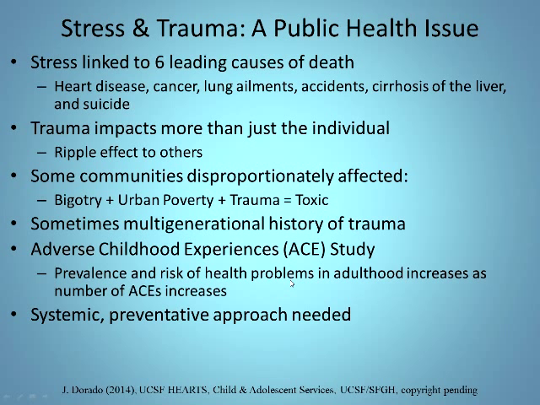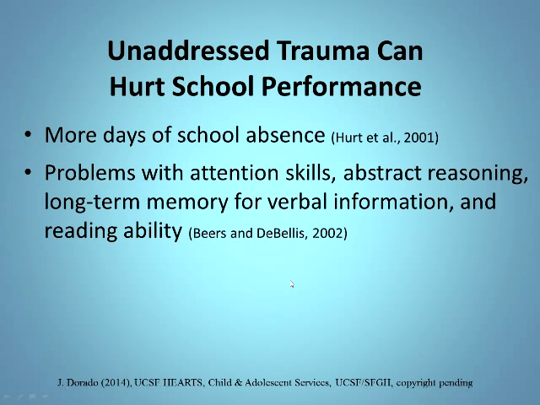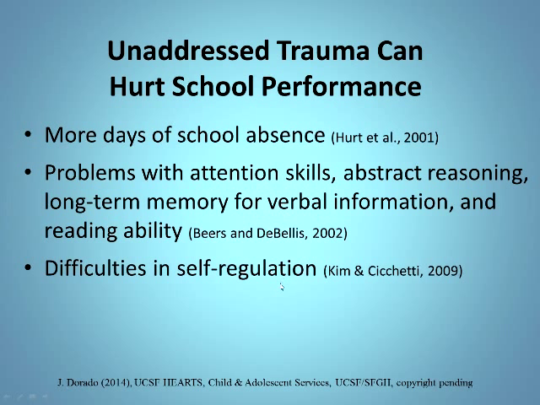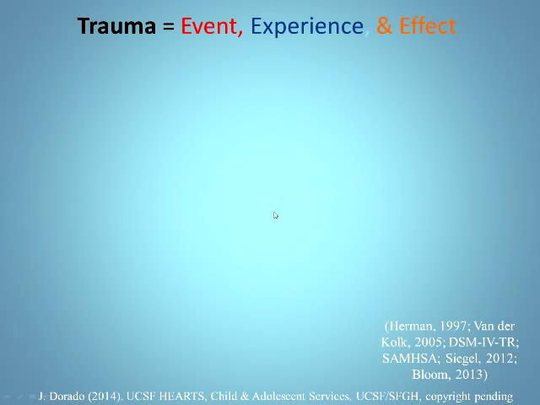We need to have a systemic preventive approach. We know that unaddressed trauma is associated with lower school performance, higher absences, difficulties with executive functioning that you need for learning, and difficulties in self-regulation, which is very tied to and correlated with academic achievement and lower grade point average. So what do I mean by trauma?